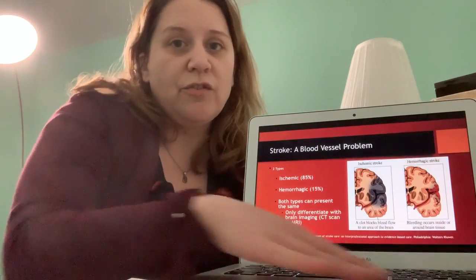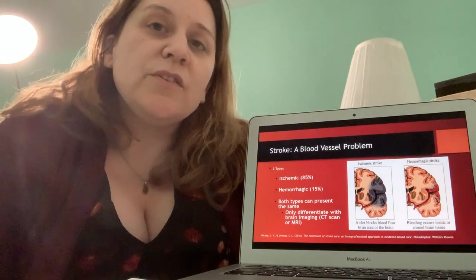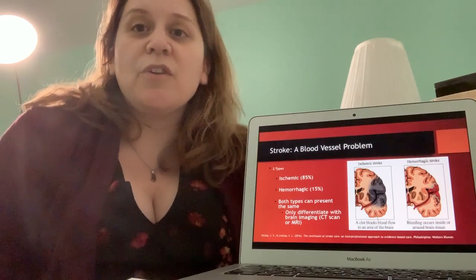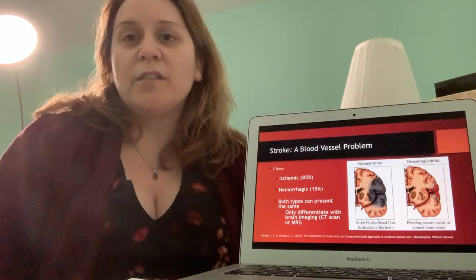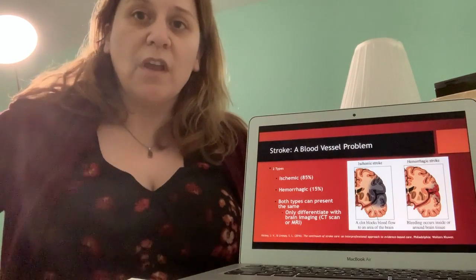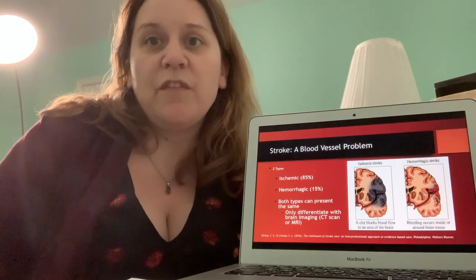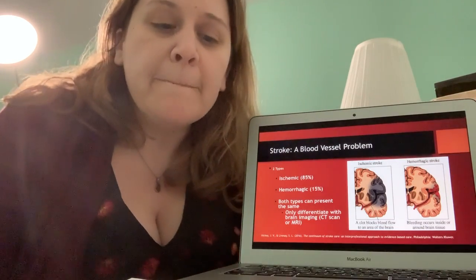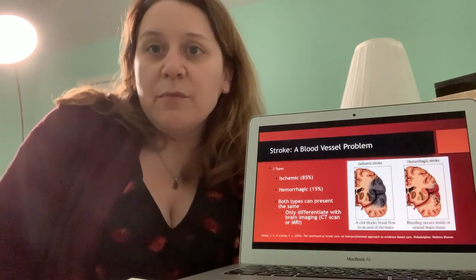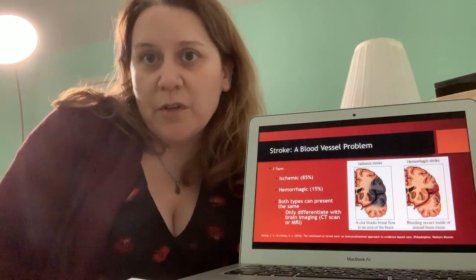So stroke is a problem with the blood vessels. There are two main kinds. The most common is an ischemic stroke. That's about 85% of strokes. The other type is hemorrhagic, which encompasses 15% of strokes. Both types can present with the same or similar symptoms.